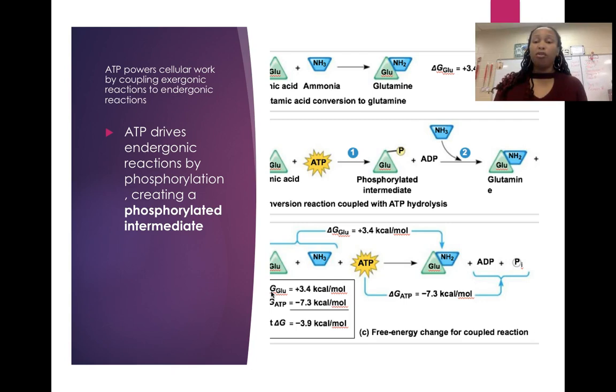You must have more energy than you need for energy coupling, because remember, when energy is transformed, some of it is lost in the form of heat. A reaction that gives off 3.4 kilocalories per mole could not drive the formation of glutamine from glutamic acid and ammonia.